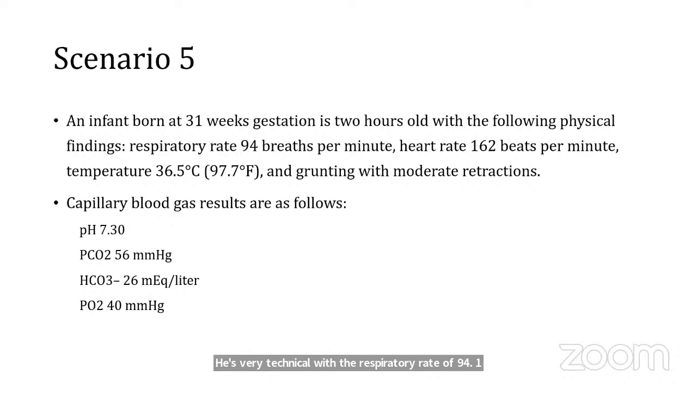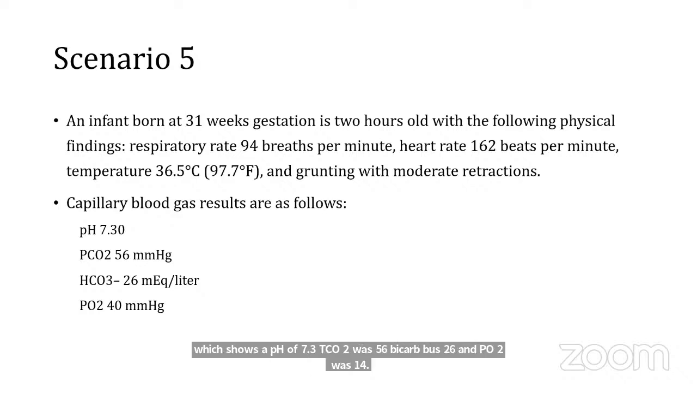We do a capillary blood gas, which shows a pH of 7.3. PCO2 was 56. Bicarb was 26. And PO2 was 40. So how do you interpret this gas?